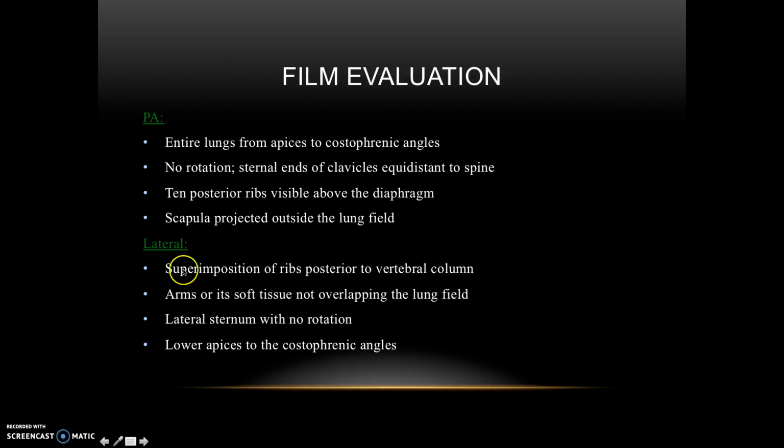On a lateral, we're going to be seeing superimposition of the ribs posterior to the vertebral column. So that demonstrates that the patient is properly positioned with no rotation. The arms or their soft tissue are not overlapping the lung field. This is why we bring the arms over the head. We're going to see a view of the sternum in the lateral position with no rotation. And you want to make sure you have the apices to the costophrenic angles shown here.